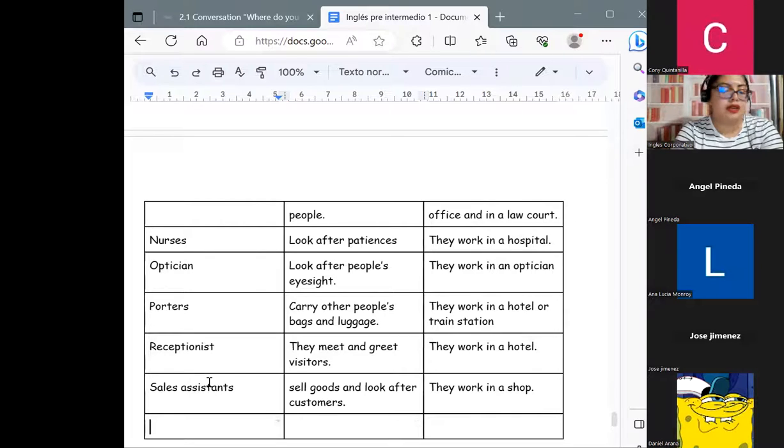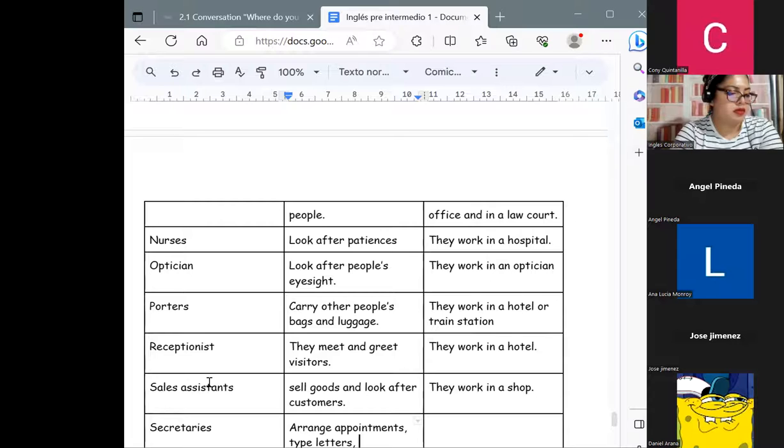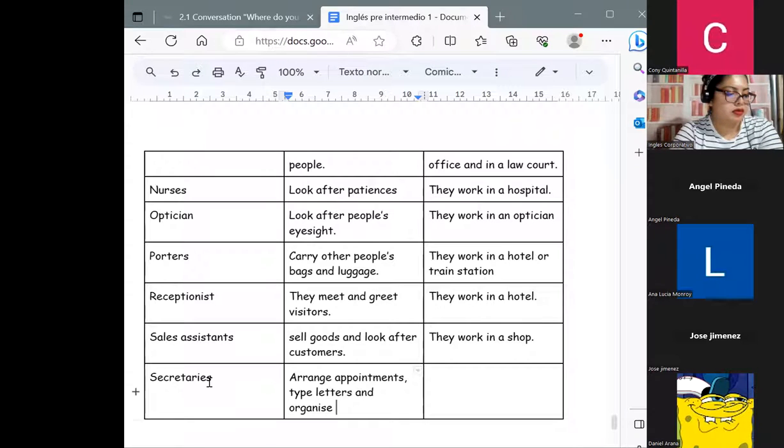And the last one that we are going to add right now is secretaries. They arrange appointments, type letters, and organize meetings. And in this case, we can find these kinds of people in an office and in different places, but in this case, in an office.